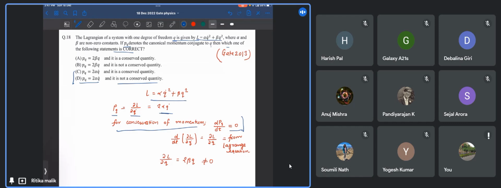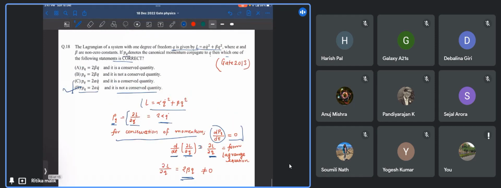If you look at here, del L by del Q dot is your momentum. So if you calculate del L by del Q dot and differentiate it with respect to time t, then from the Lagrange equation of motion, it equals del L by del Q. That means if you calculate del L by del Q, which is not zero here, your system is not conserved. So this is the correct option.